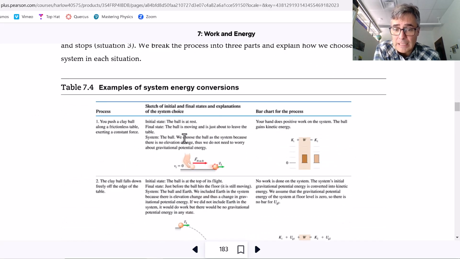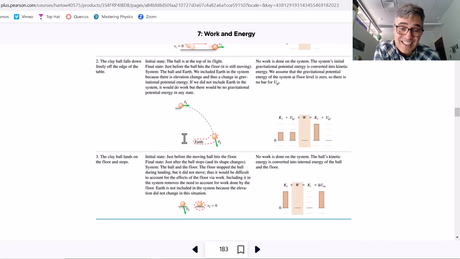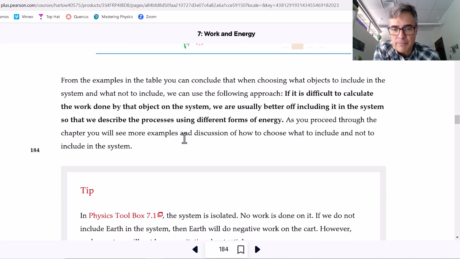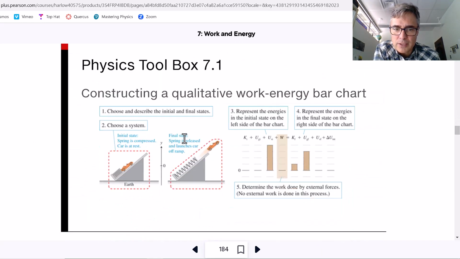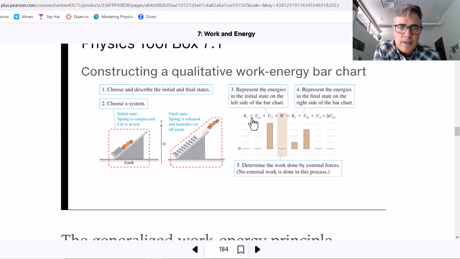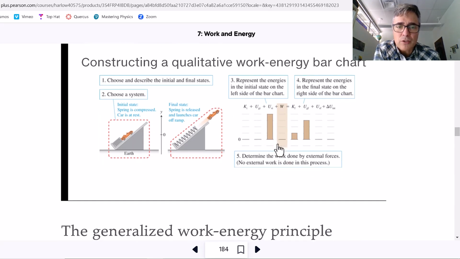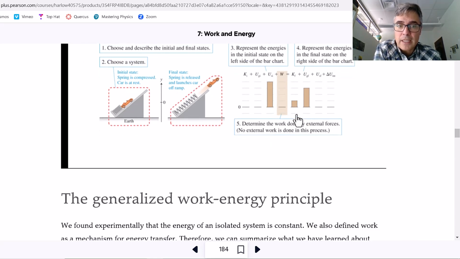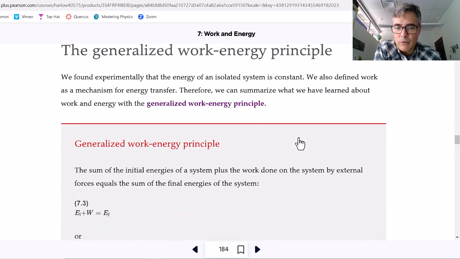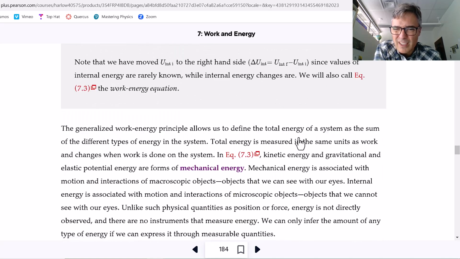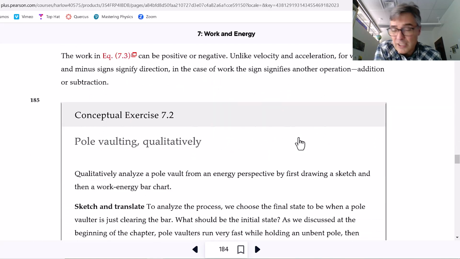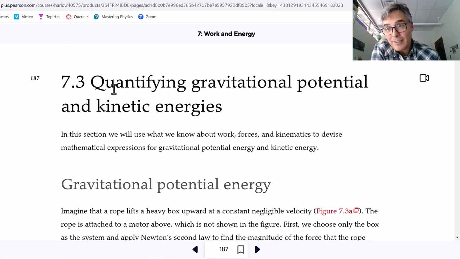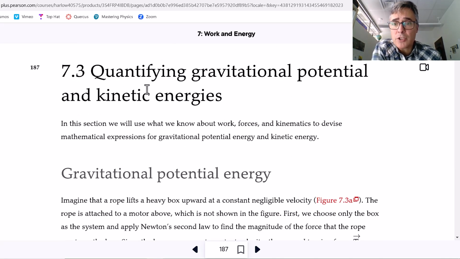You can use work-energy bar charts. This is actually a little bit easier than the momentum bar charts because energy is not a vector quantity, so you don't have to keep track of the x components and the y components. There are a few nice examples and toolboxes showing you how you can use these bar charts. Positive just means positive energy. Negative can mean negative work, or, actually, negative potential energy as well. It's possible. In section 7.3, they finally give equations for gravitational potential energy and kinetic energy.